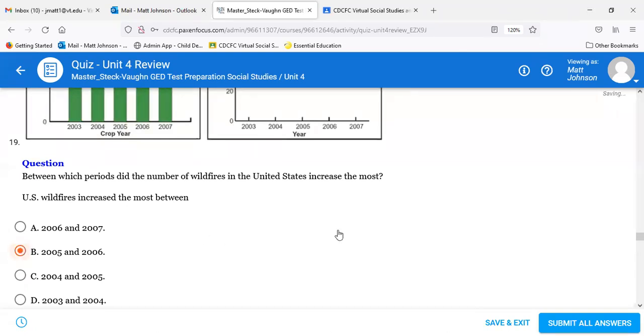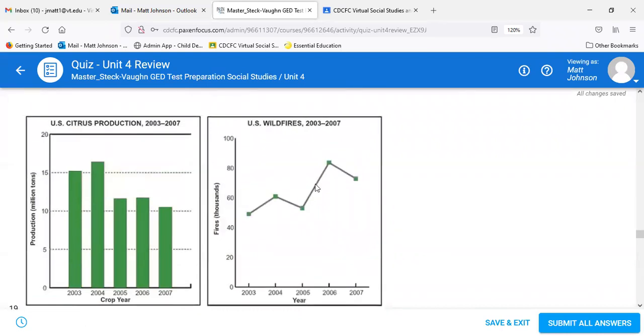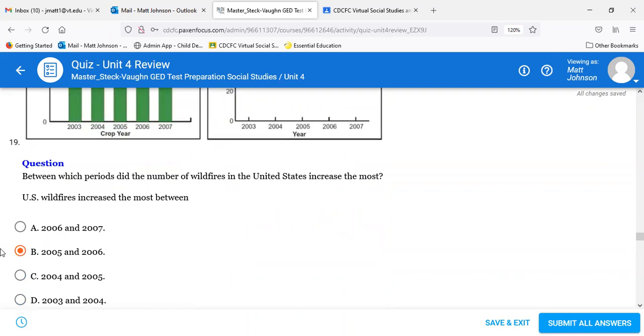So look, right here, 2005 to 2006, we rocketed up there, right? So that year went probably from about 55 or 50 or so thousand to over 80,000, right?